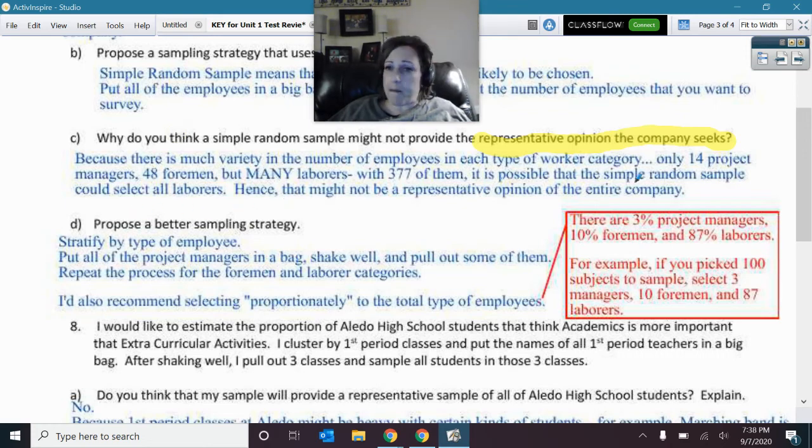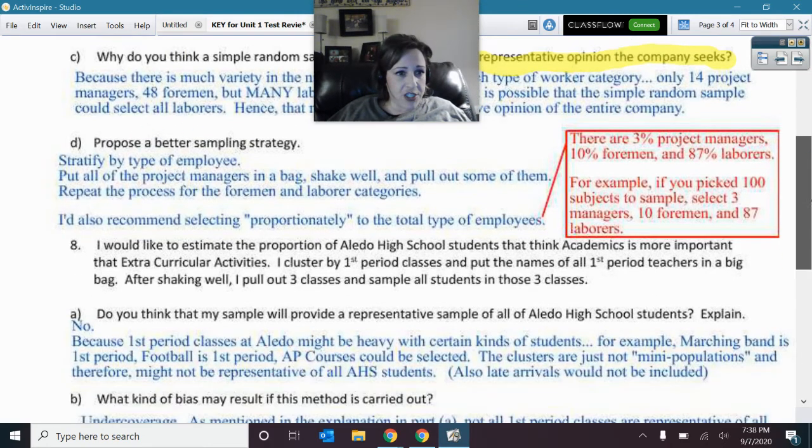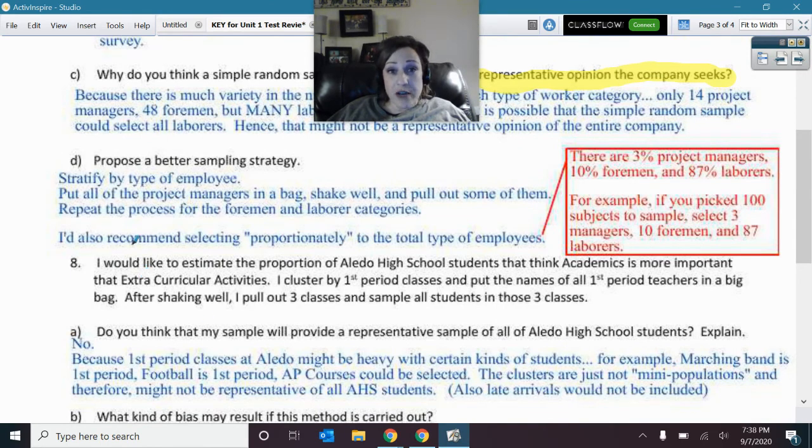All right, so propose a better sampling strategy. So I would say stratify by type of employee. Put all the project managers in a big bag, shake well, and pull out some of them. Put the foremen in a bag, shake well, pull out some of them, and do the same with all the laborers.